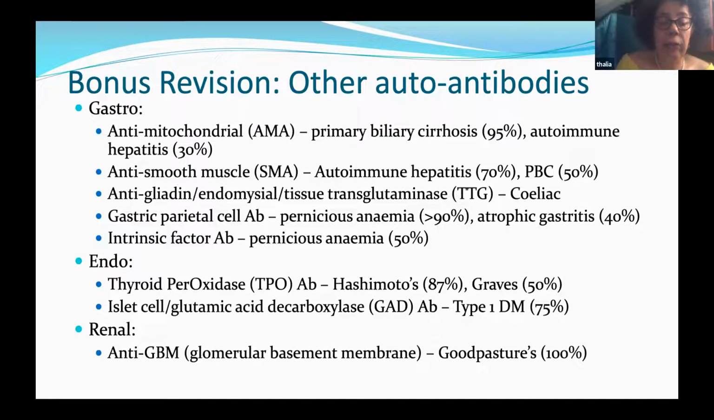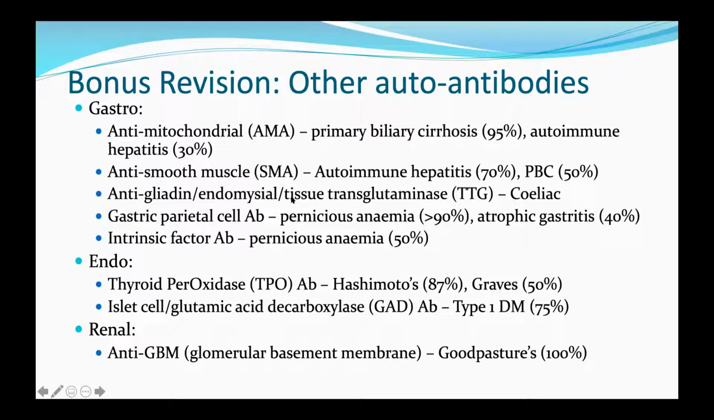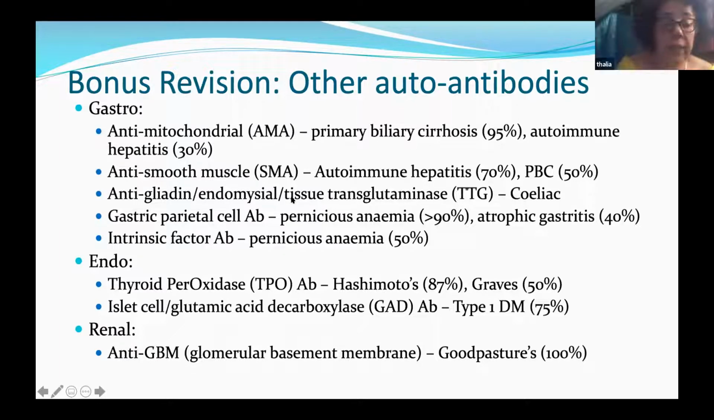Related to the endocrine system, thyroid peroxidase antibody positive are mostly related to Hashimoto's thyroiditis and to a lesser extent to Graves' disease, while glutamic acid decarboxylase GAD antibodies are related to diabetes. These positive antibodies can also be associated with stiff man syndrome. And antiglomerular basement membrane related to Goodpasture's and has 100% sensitivity.